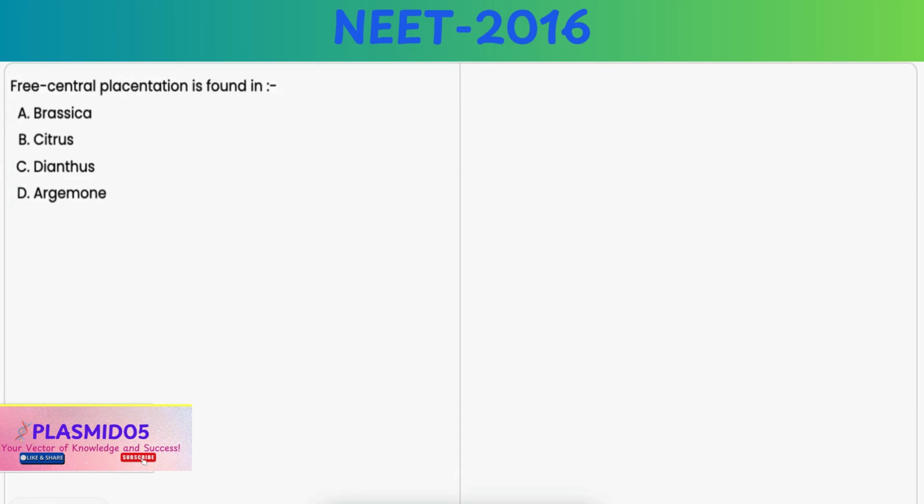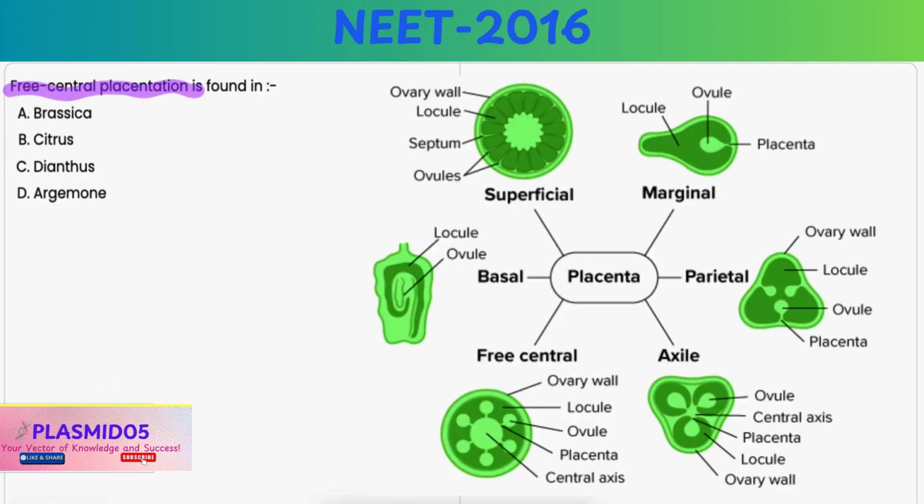In this question, you have to identify the plant that exhibits free central placentation. Option A, brassica. It is incorrect because it exhibits parietal placentation, where ovules are attached to the walls of the ovary. Option B, citrus. It is also incorrect because it exhibits axial placentation. That is, ovules are attached to a central column in a multilocular ovary.